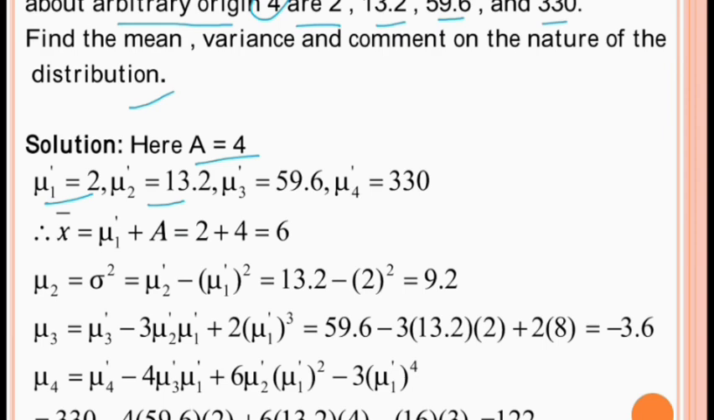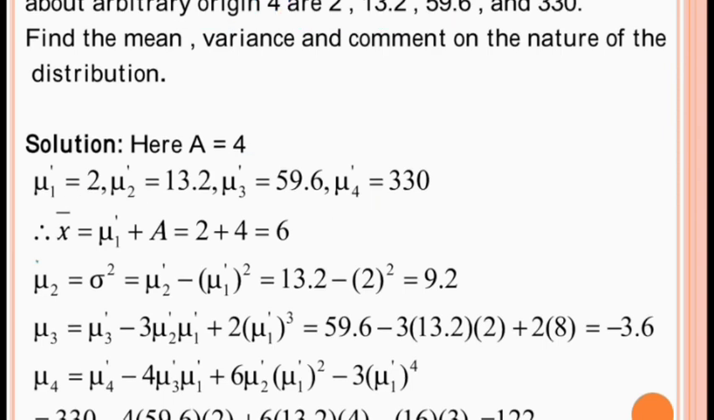Next value is 59.6, that will be mu dash 3. And last is 330, that is mu dash 4. Now we have to find mean and variance. So mean, according to our formula, is given by x bar equal to mu1 dash plus a. Mu1 dash is 2 and a is 4. So our mean is equal to 6.